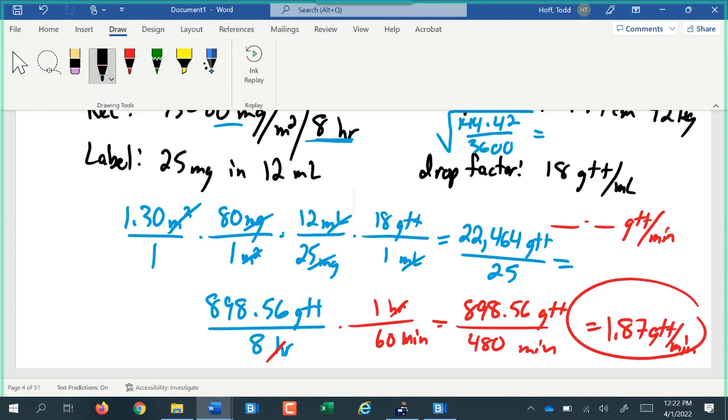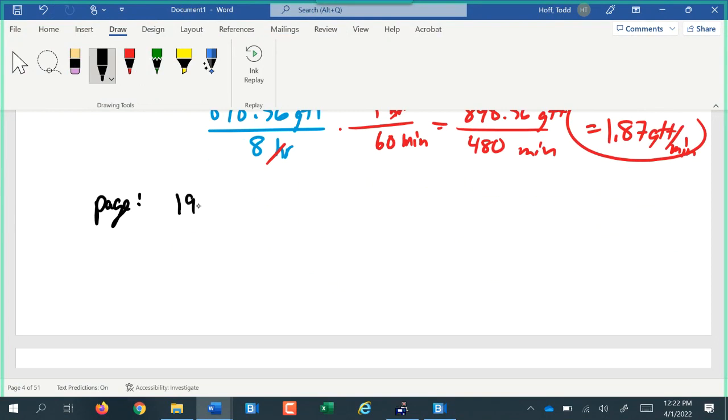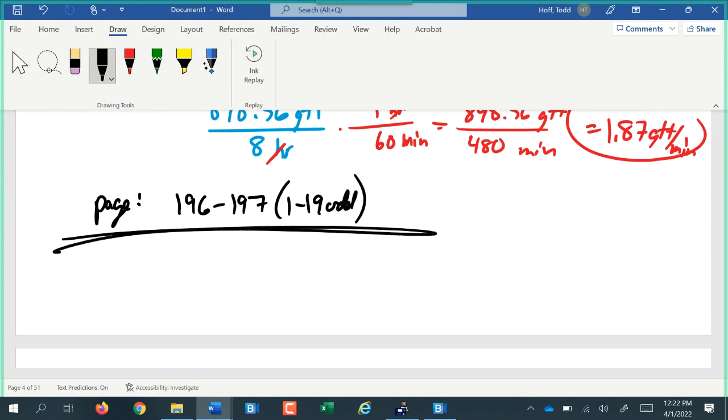We only have just a few seconds left, so let me give you homework on page 196, 197. 1 through 19, the odds. Practicing these dosages based on body surface area. Monday, we will review all of these dosage calculations that we have done.